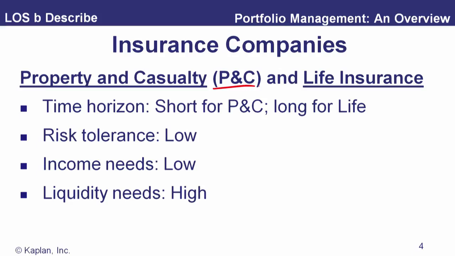So they both have relatively high liquidity needs, both because of regulatory structure and because of this need to meet unforeseen claims from their insureds. The income needs are relatively low. Risk tolerance is low because of, maybe because of economics, but certainly because of regulatory constraints.